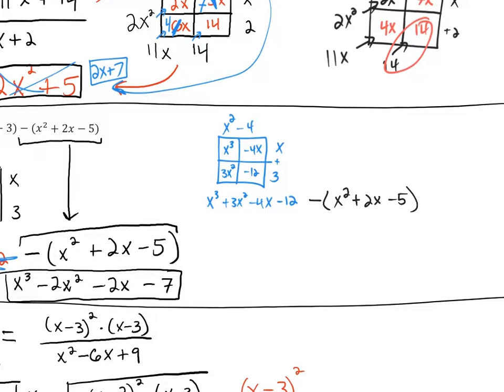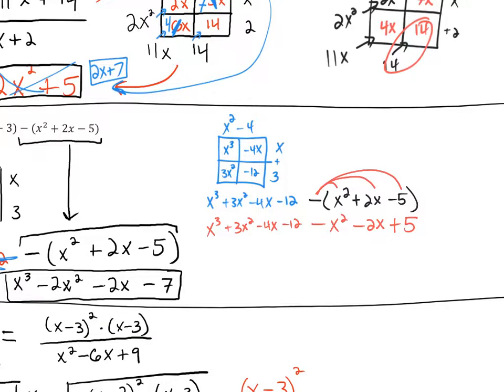So I see that I now have just a subtraction problem, and I've got to distribute that negative. So I'm going to rewrite everything. So x cubed plus 3x squared minus 4x minus 12, the negative x squared, negative 2x, and then a double negative, it's a negative 5, becomes a positive 5.